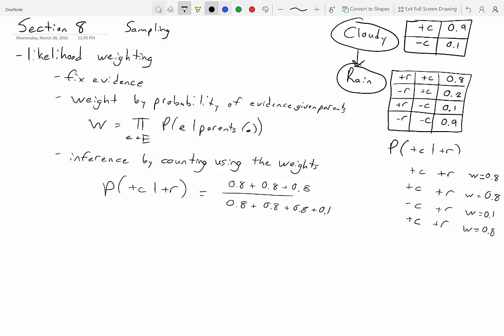So now you might ask, why are we doing this weighting? Well, because we're fixing the evidence, so we're fixing these R's right here. We're not actually sampling them. We're introducing a bias into our sampling procedure. So the weights serve to counter this bias.